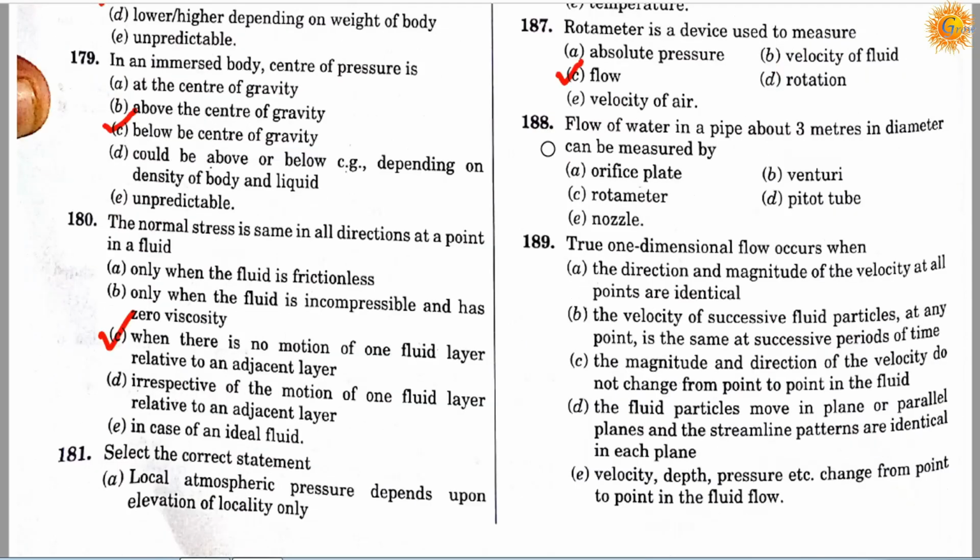Question number 188. Flow of water in a pipe about 3 meters in diameter can be measured by: option A orifice plate, option B venturi, option C rotameter, option D pitot tube, option E nozzle. Correct answer is D, it can be measured by pitot tube.